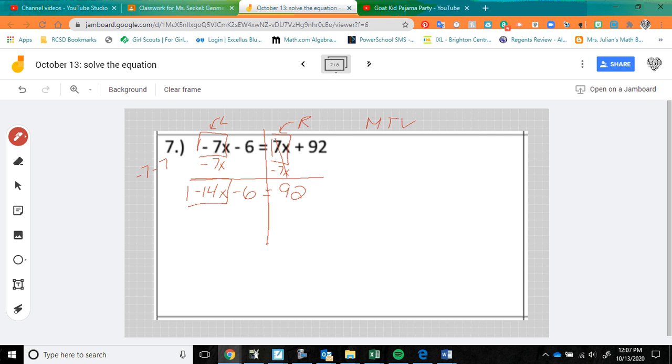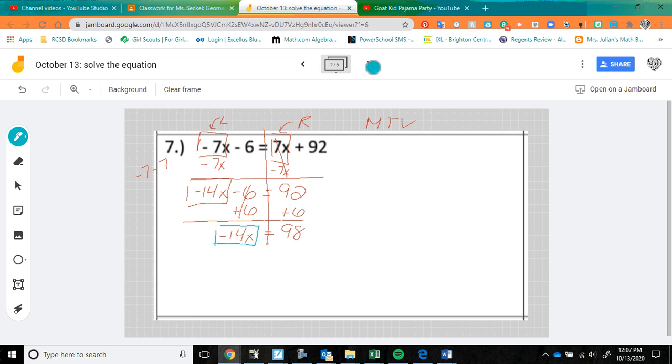Box up my x. This -6 is outside the box, so I'm going to do the opposite, +6. Bring down everything I haven't dealt with, which is the -14x. Here we have an addition problem of 92 plus 6. That is 98.